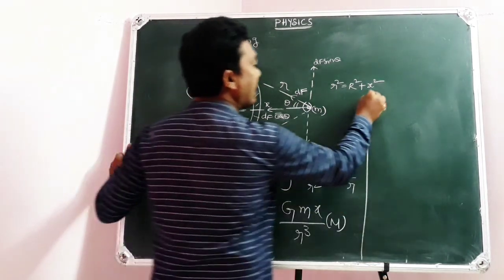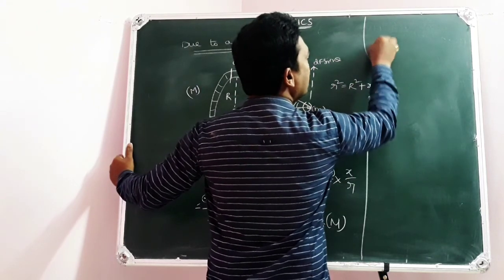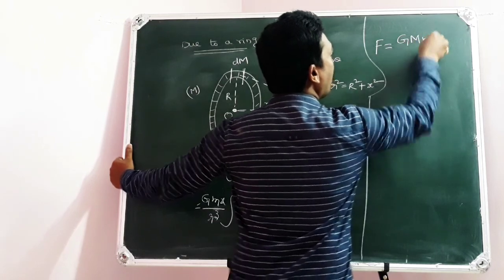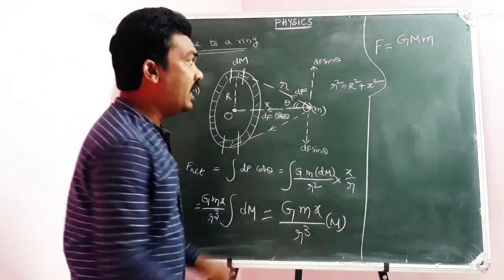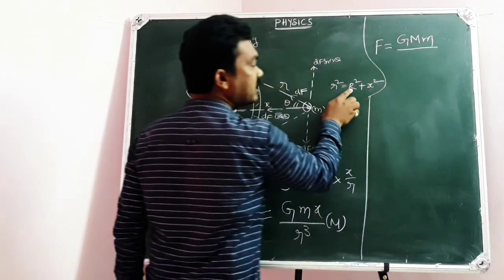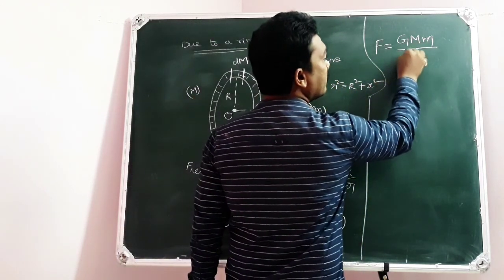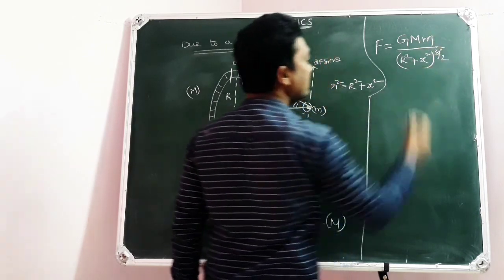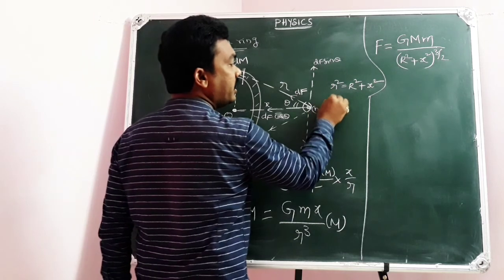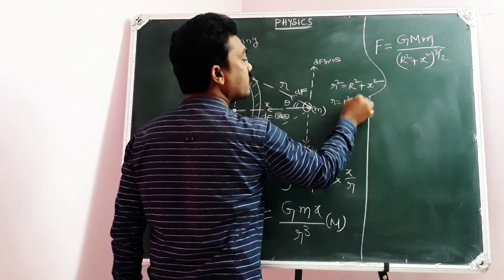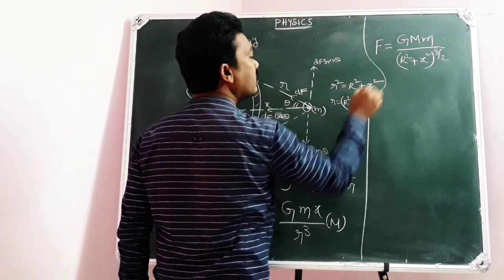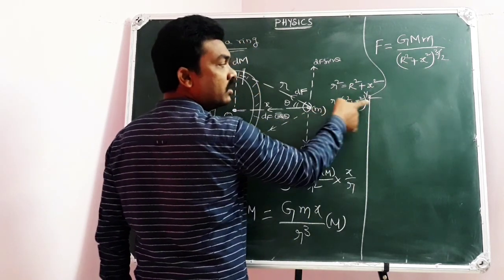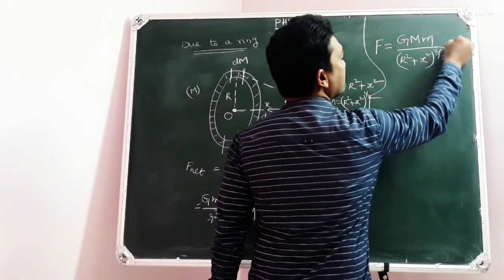So the force of gravitation on the point mass due to the ring is G capital M small m x by r cube. r cube means (R square plus x square) whole power 3 by 2. Because r equals (R square plus x square) whole power 1 by 2, or square root, you know. As r square equals this much, r equals the square root. For this cube, it will be 3 by 2, into x.